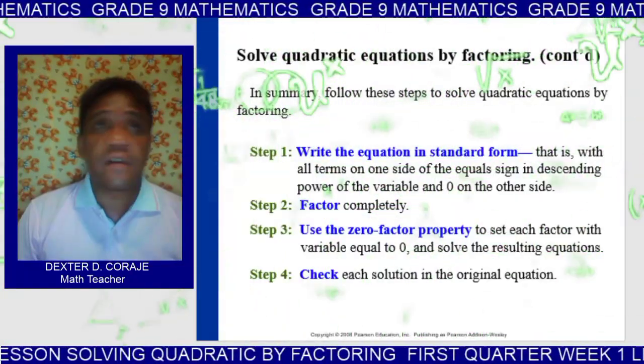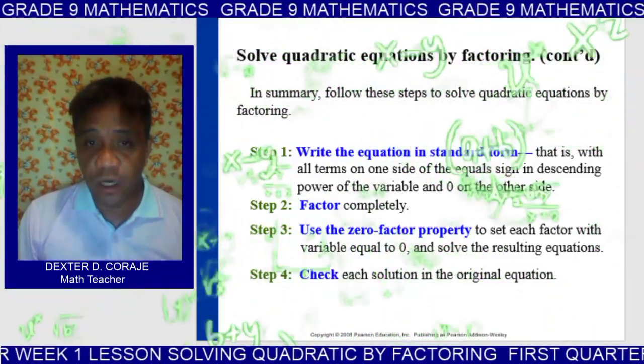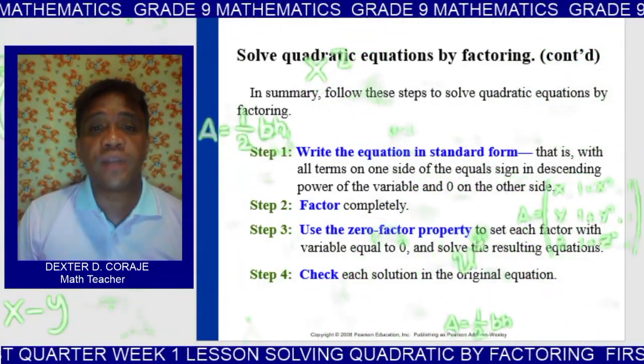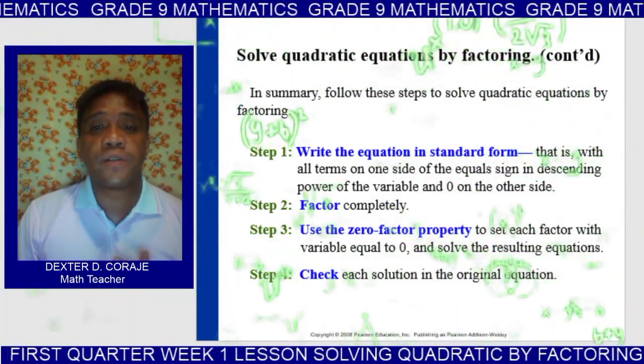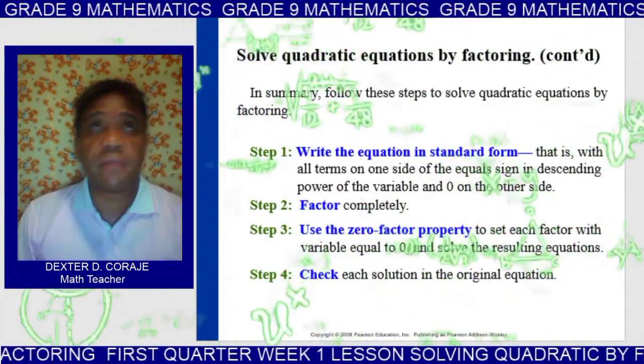In solving the quadratic equation by factoring, step 1: write the equation in standard form. That is, all terms on one side of the equation in descending power of the variable, and the other side must be 0.